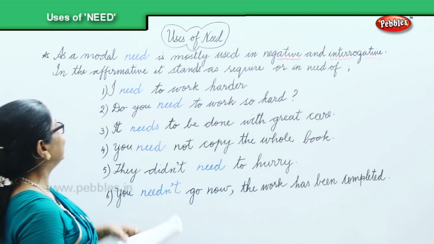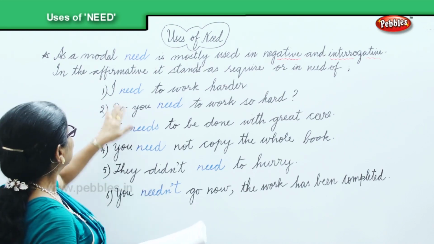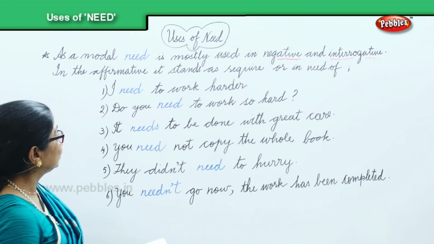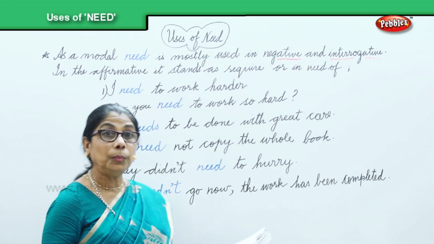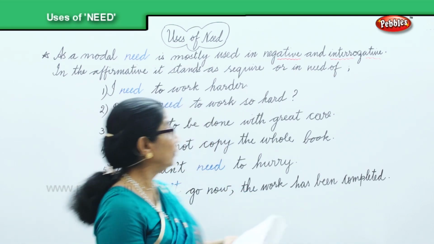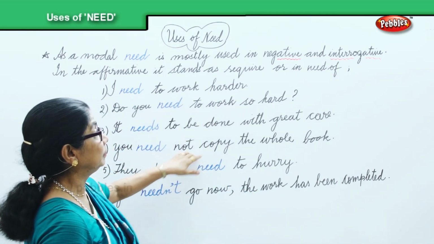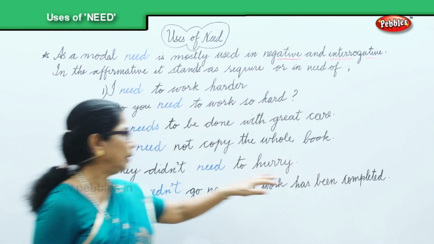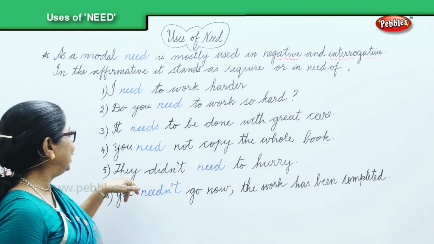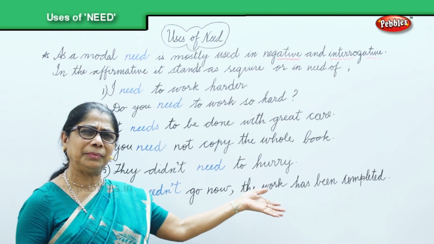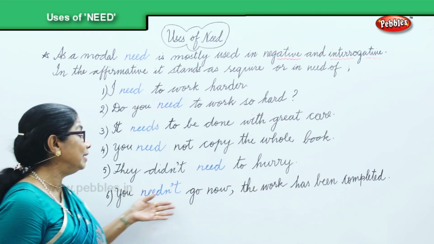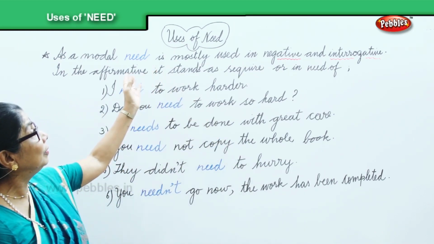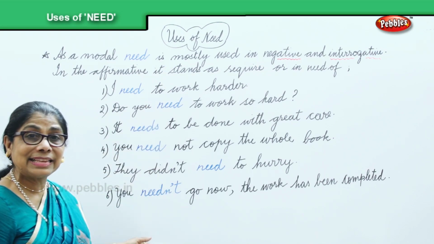Okay. Now let's look at the sentences. I need to work harder. Do you need to work so hard? Third, it needs to be done with great care. Next, you need not copy the whole book, in the negative. Next, they didn't need to hurry. Finally, you needn't go now. The work has been completed. So we're looking at the uses of need in these six sentences.